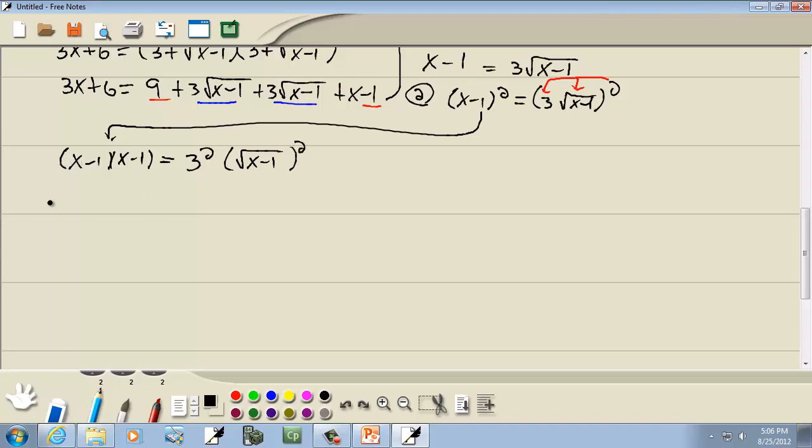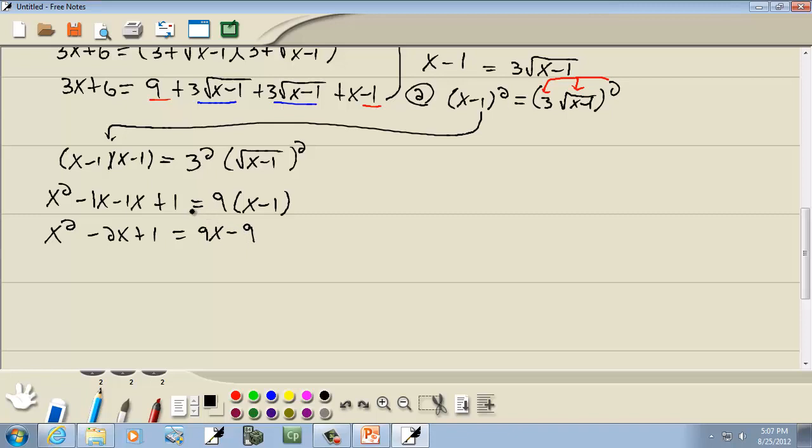Well, over on the left side, x times x is x squared. X times negative 1 is negative 1x. Negative 1 times x is negative 1x. Negative 1 times negative 1 is a positive 1. Now 3 squared is 9. And when I square this square root, they cancel each other out and leave me x minus 1. So I got x squared minus 2x plus 1 equals 9x minus 9.